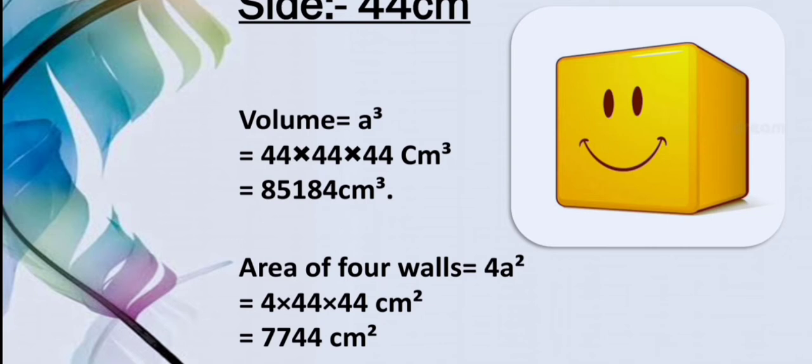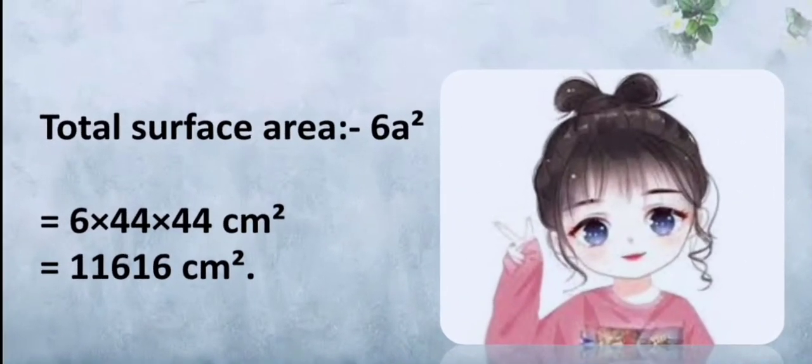By putting the values in the volume formula, we find the volume of the cube: 44 into 44 into 44, that will be 85184 centimeter cube. Now let's see the other one, the area of the 4 walls. By putting the values in the formula 4 into A squared, we got 7744 centimeter square. Now let's see the total surface area of the cube. By putting the values in the formula of the total surface area, we got the answer 11616 centimeter square.